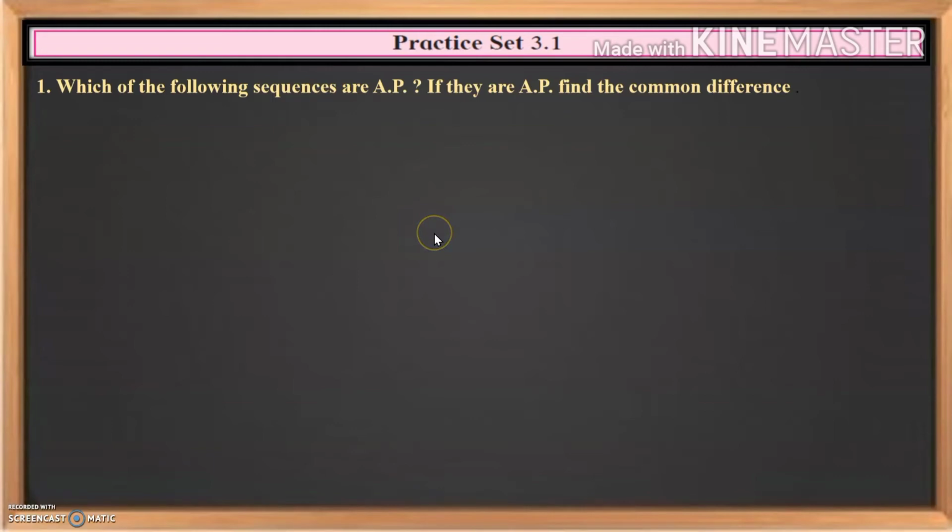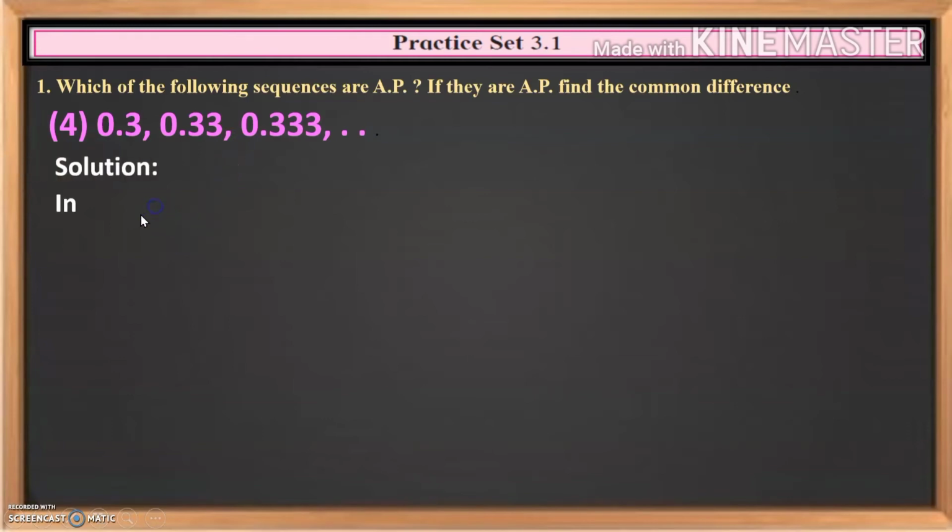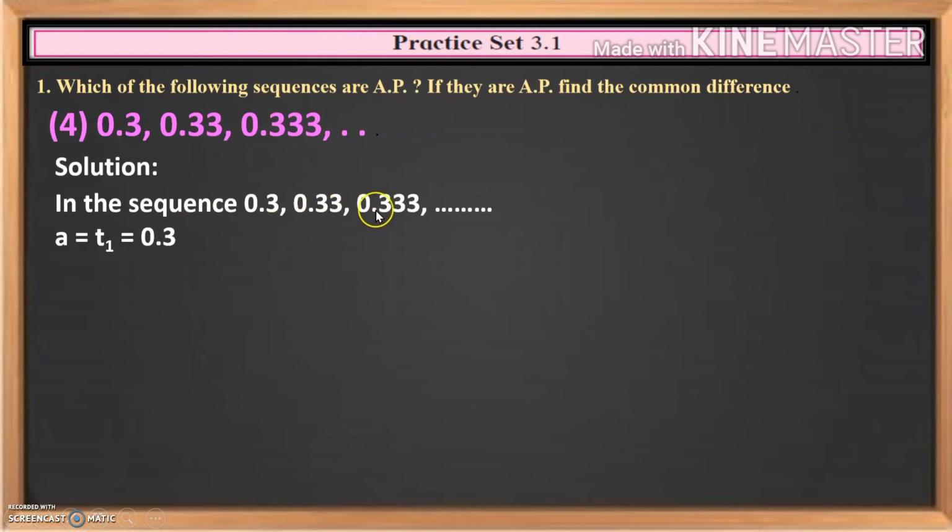Now let's take question number 4. In this question in the textbook, students, the decimal point is placed before 0 instead of between 0 and 3. So please make a note of it. We'll start with the solution. In the given sequence 0.3, 0.33 and 0.333, A is equal to 0.3, T2 is 0.33 and T3 is 0.333.